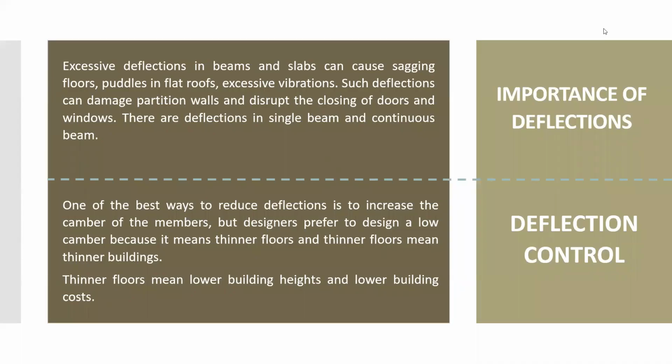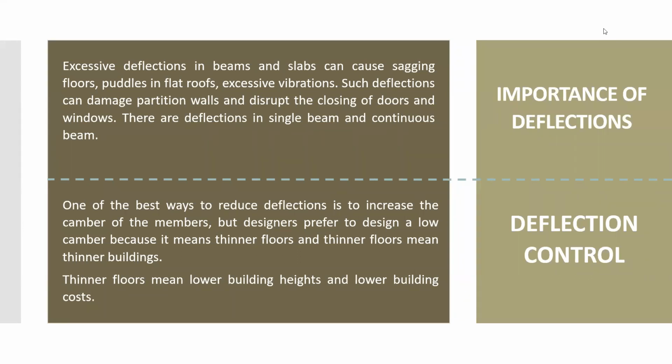Importance of deflection. Excessive deflection in beams and slabs can cause sagging floors, ponding in flat roofs, and excessive vibration. Such deflection can damage partition walls and disrupt the closing of doors and windows. There is deflection in single beams and continuous beams.